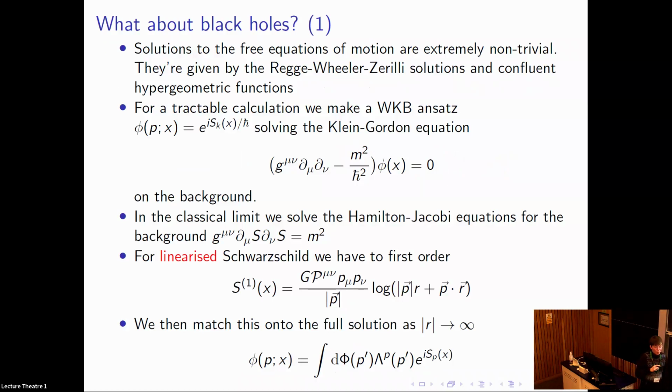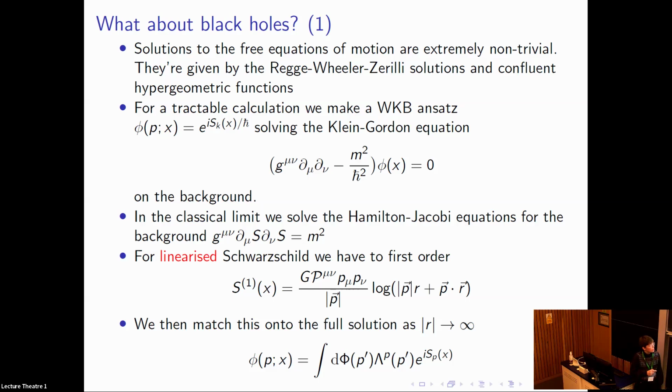So what about black holes? The solutions to the 3 equations of motion are much more complicated than what I just showed in plane waves. For example, for the graviton perturbations, we have to use the Regge-Wheeler-Zerilli solutions, and for massive scalars, it's the Heun functions, so confluent hypergeometric functions. And so to make our lives a bit easier, we make a WKB ansatz instead of using these functions. So we solve the Klein-Gordon equation on the background.